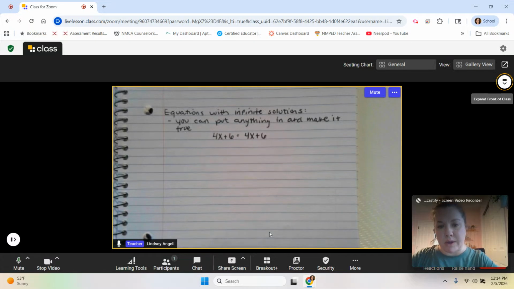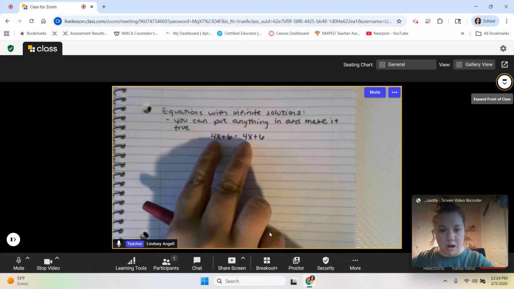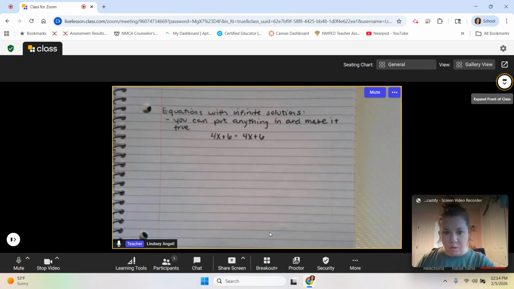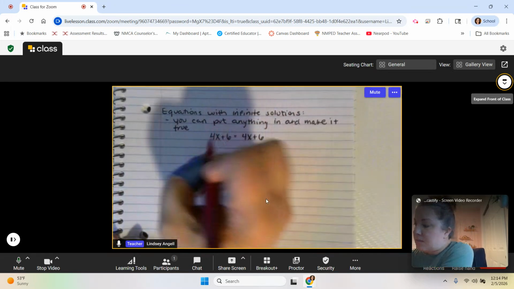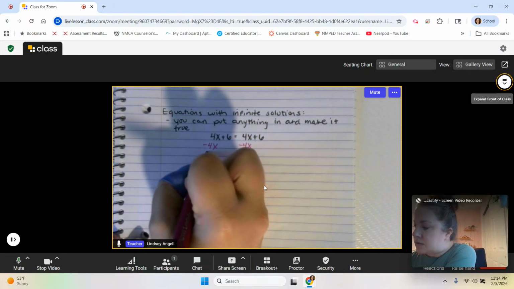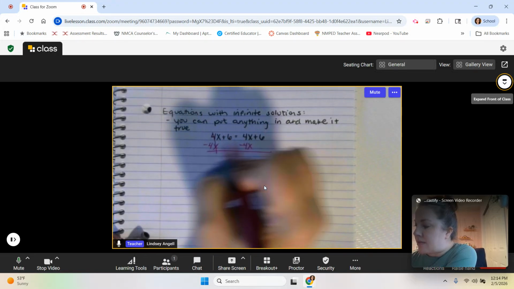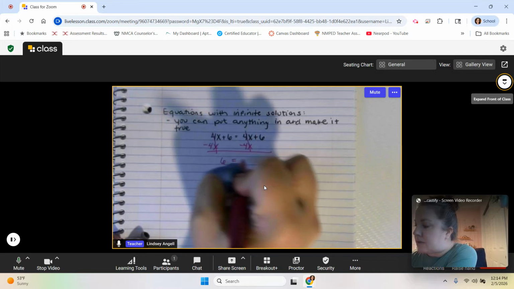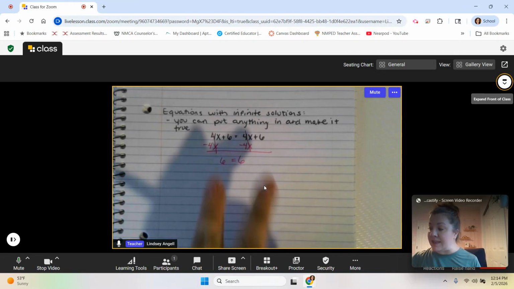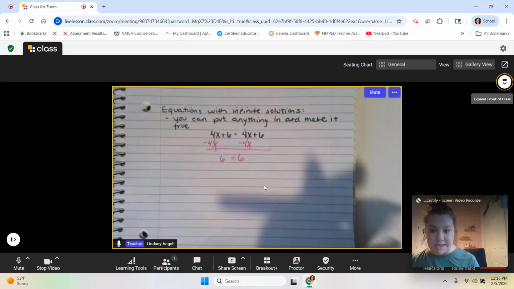Okay, then there's also equations with infinite solutions. So again, you might be able to recognize it right away, right? Our coefficients are the same, and our constants are the same. Of course, 4x plus 6 is equal to 4x plus 6. They're the same thing, right? But we can prove it by trying to solve. When we subtract 4x, they end up canceling out, and we're just left with 6 is equal to 6, which is true. So that means that we could plug anything in for x and make it stay true.